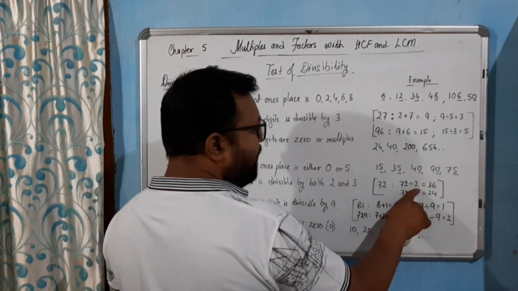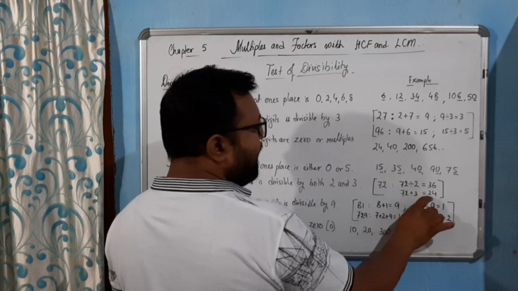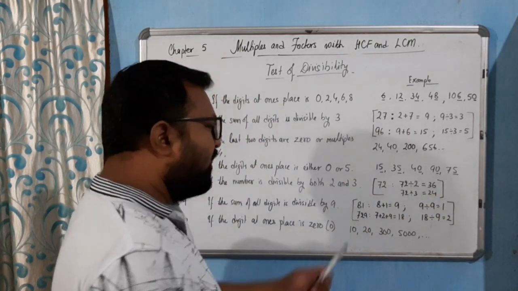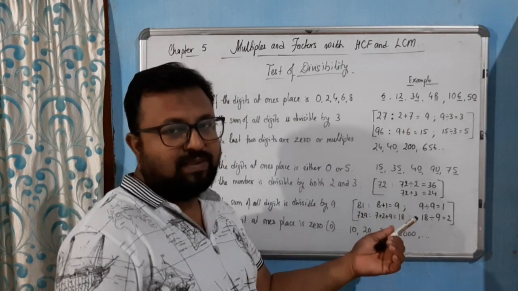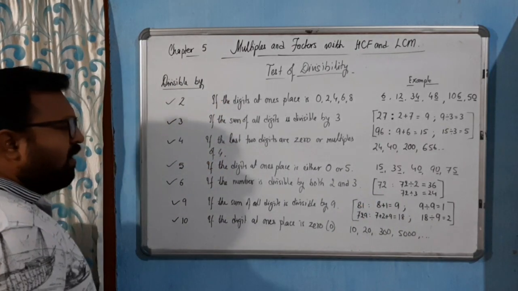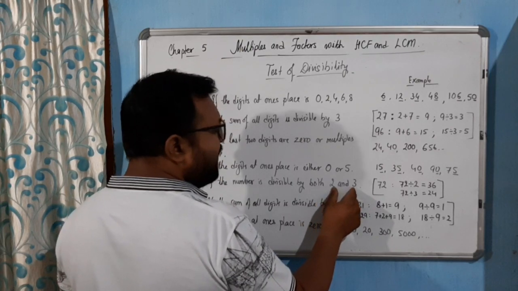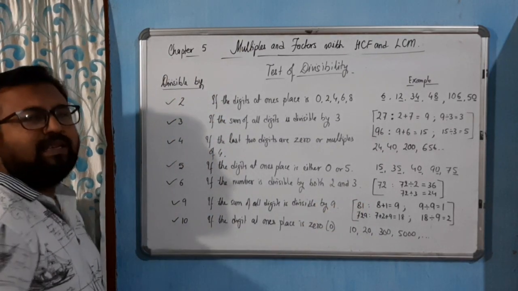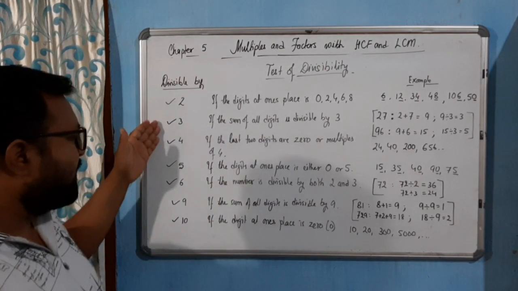72 divided by 2 is 36. And 72 divided by 3, you are getting 24. Okay. For 3, again you will add 7 plus 2, 9, and 9 is a multiple of 3, 9 is divisible by 3. So 72 is divisible by 3. Is that clear? Or you can simply say that all the common multiples of 2 and 3 are divisible by 6. Okay. So, these are a few examples.